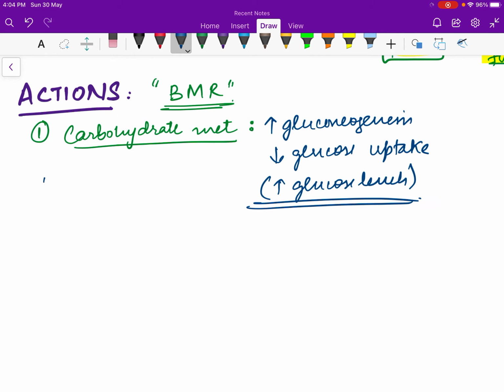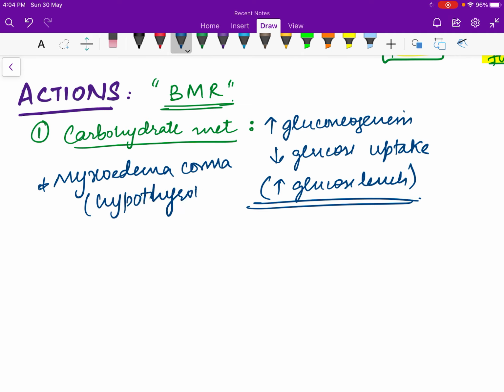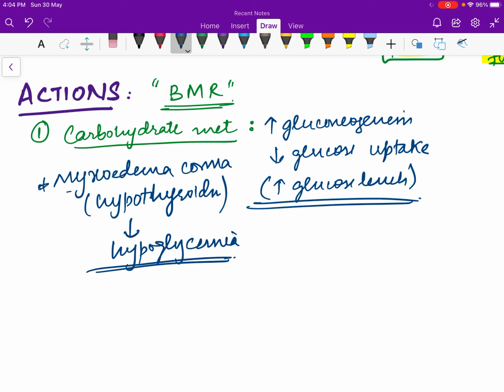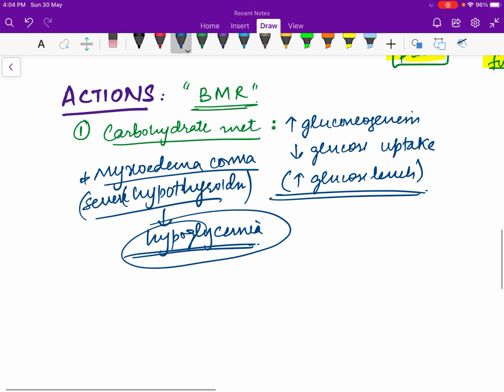Now this is the reason why in case of myxedema coma, which is a serious condition of hypothyroidism, extreme hypothyroidism, there will be hypoglycemia. Because thyroid hormones normally increase glucose levels, and in myxedema coma there is severe hypothyroidism, there will be hypoglycemia. Okay, this is easily understood.